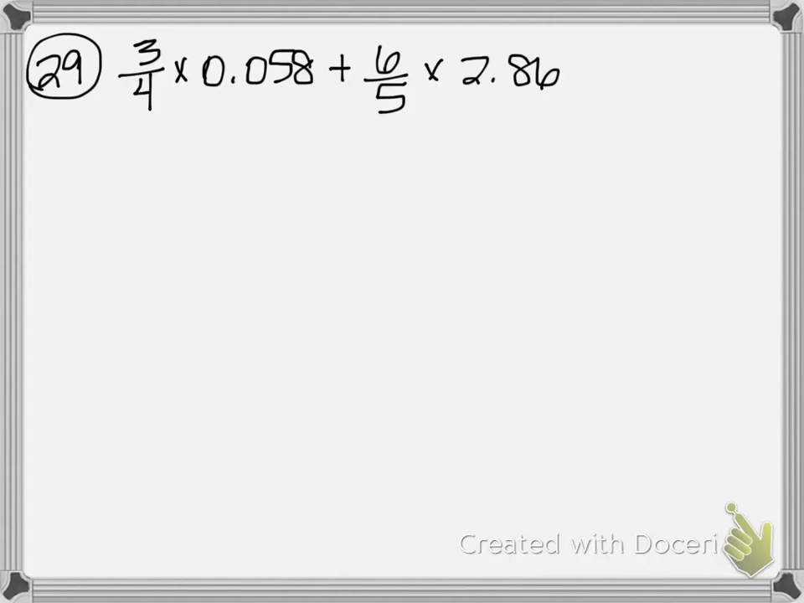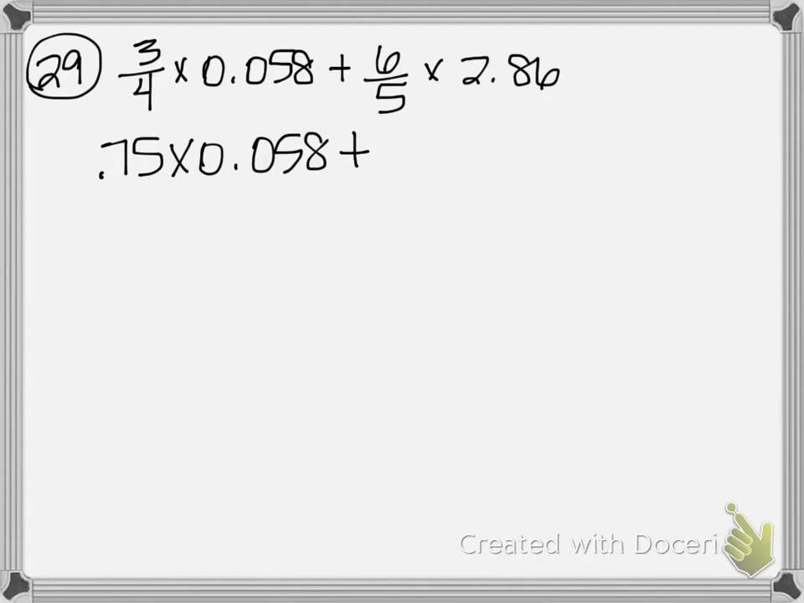So when we're dealing with decimals and fractions, you probably just want to convert it all to one or the other. And is it going to be easier to convert all to decimals or all to fractions? Decimals for sure. 3/4 is a very common decimal. You probably don't even need to do the math for that one. What is it? If you have 3/4, how much is that? 75 cents. So 0.75 times 0.058. And then you could go ahead and finish this off.